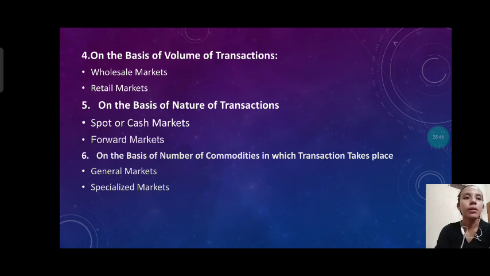The specialized markets. A market in which transaction takes place only in one or two commodities is known as a specialized market. For every group of commodities, separate markets exist. For example, food grain market, vegetables market, the wool market, and the cotton market.